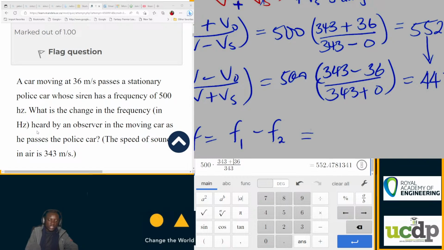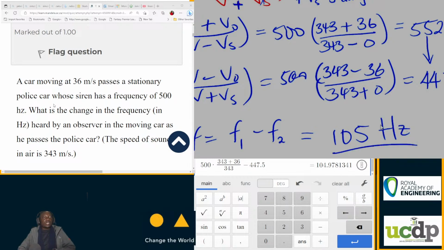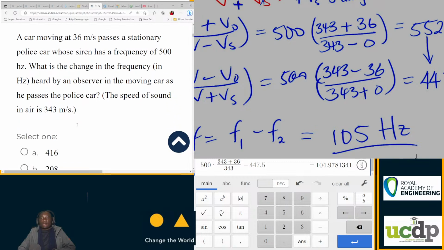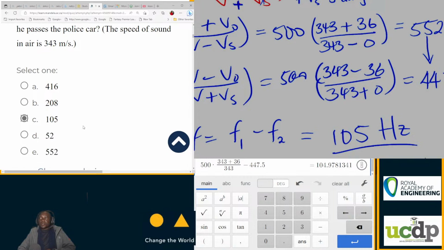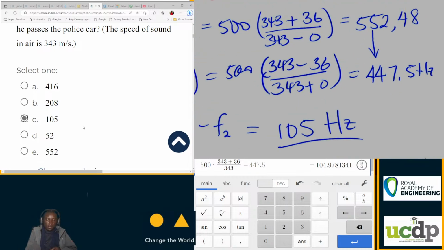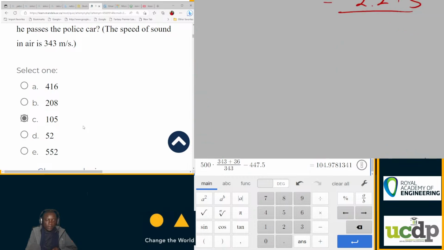But the magnitude of that change is therefore 552.48 minus 447.5. That gives us 104.978, which is 105 hertz. So the change in the frequency there is 105 hertz, which is what we have here. Okay, I hope that's quite clear and straightforward.